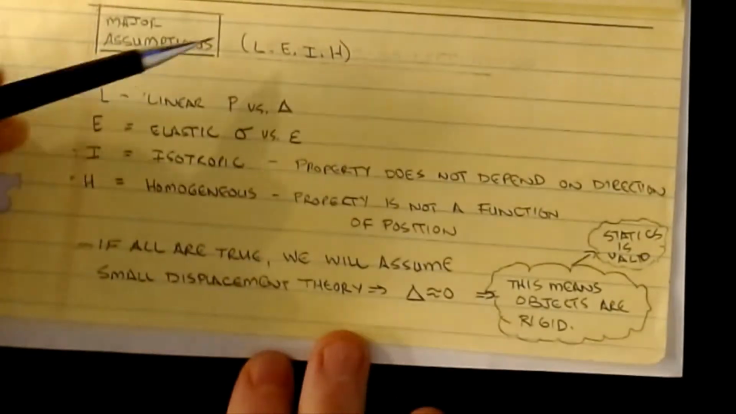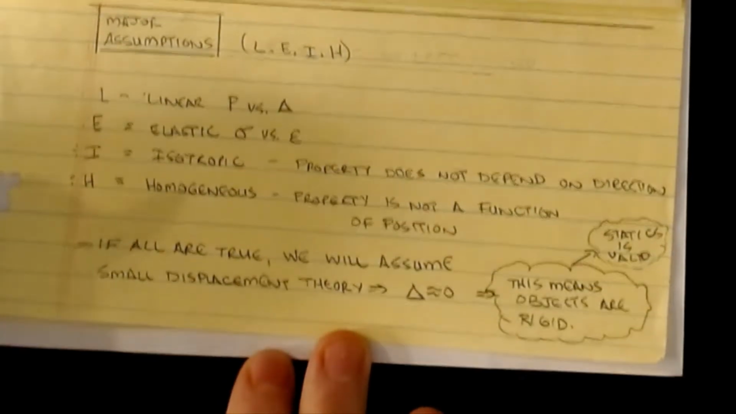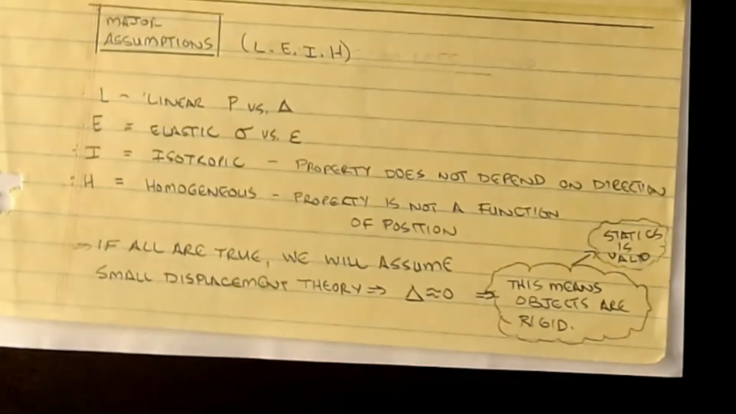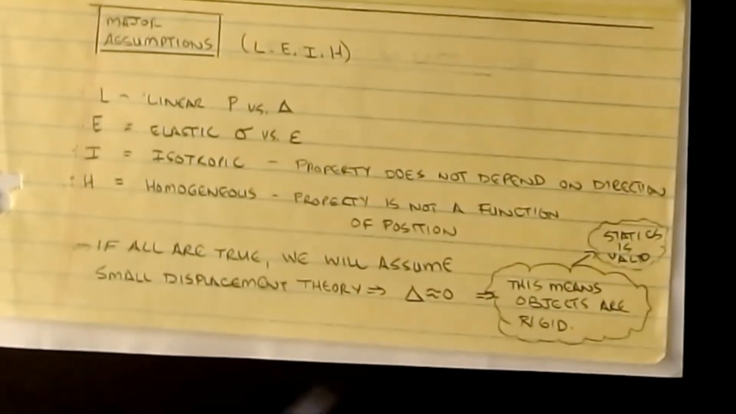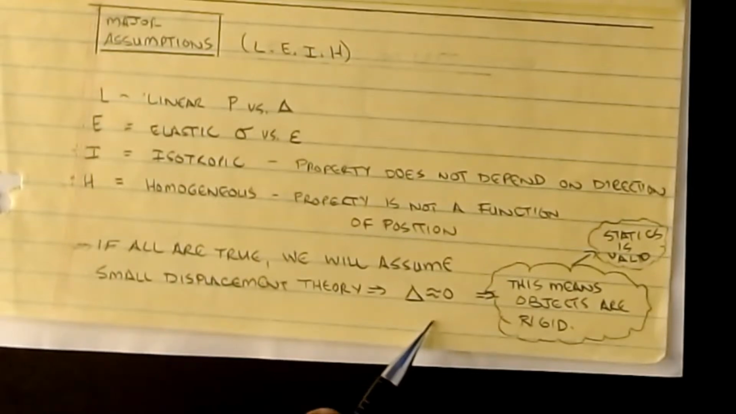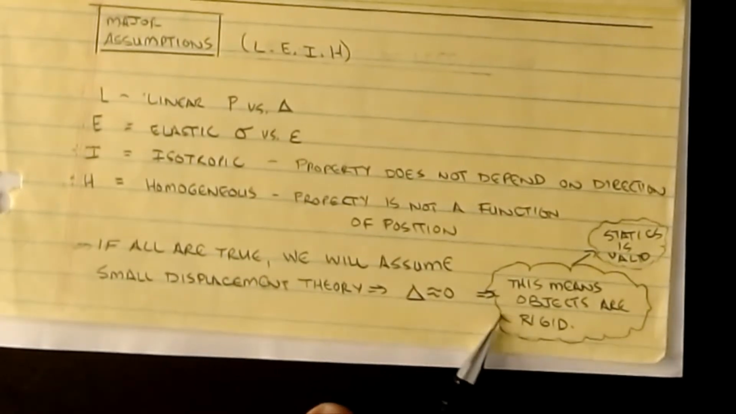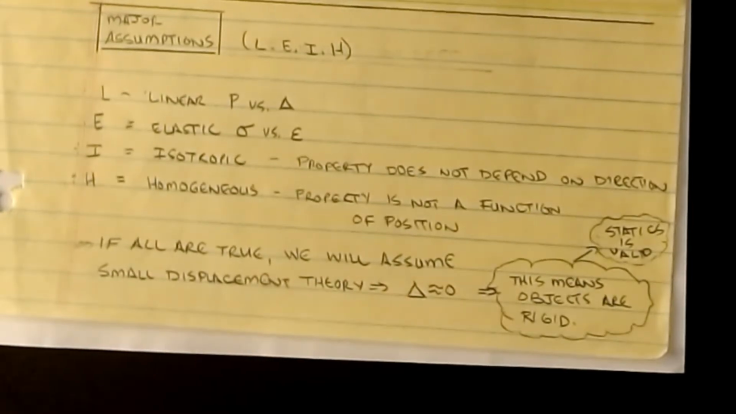And what this allows us to do, if I can maintain all four of these, is make an assumption of something called small displacement theory being valid. Basically, that means that if we remain linear, elastic, isotropic, homogeneous, and our deflections are small enough, then we can say that our displacement delta is approximately equal to 0, which means that for the most part, we can say that the object is rigid. That's important because if an object is rigid and the displacements are approximately 0, this defines a static case, which means that our basic statics equations are now valid.